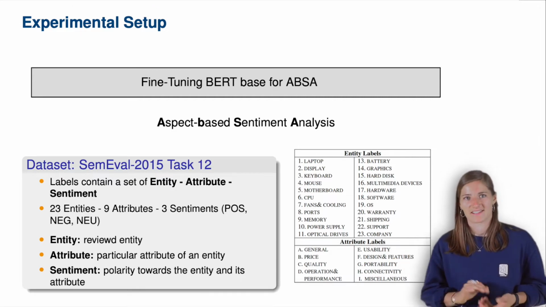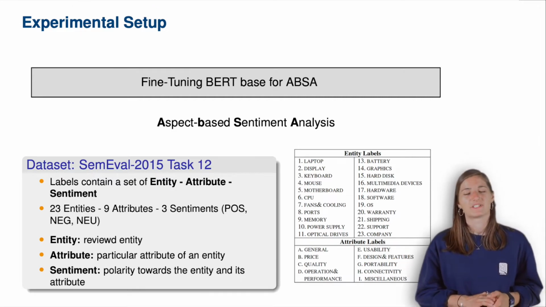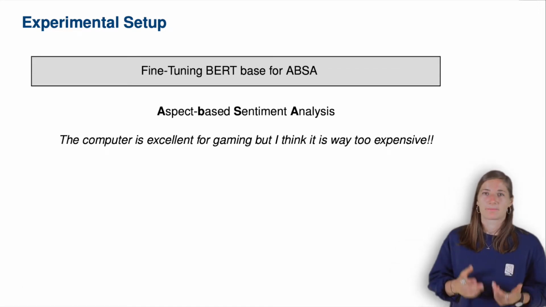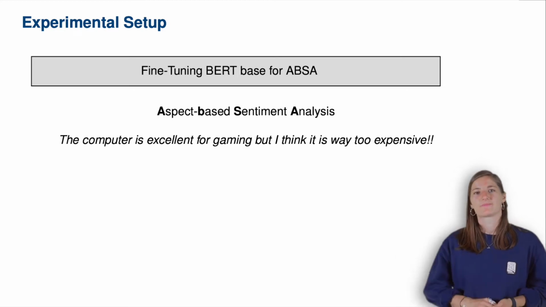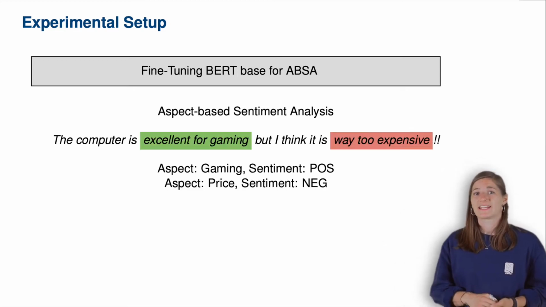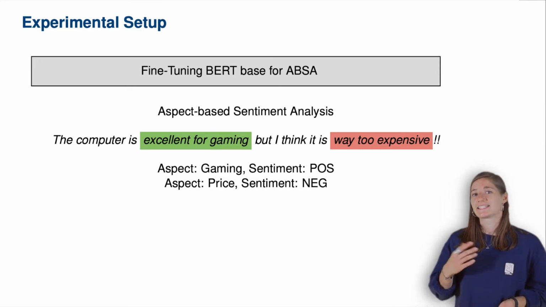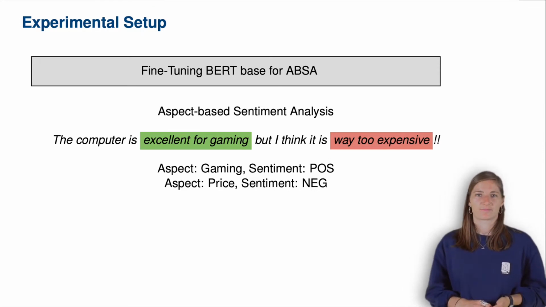Let's see ABSA in action using an example from the dataset. The computer is excellent for gaming, but I think it is way too expensive. In this case, the model identifies the aspect gaming, having a positive sentiment, and price, with a negative sentiment.